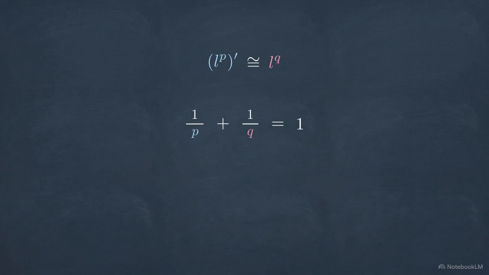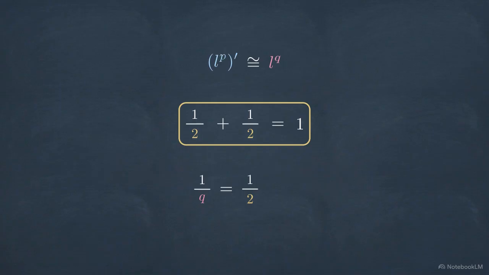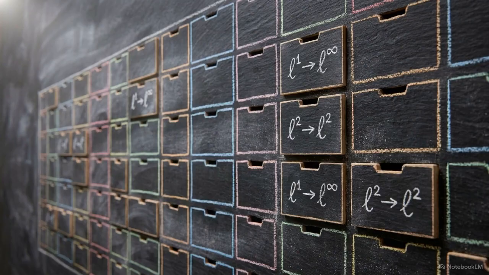Apply that rule to L2. If p is 2, we set up our equation: 1/2 plus 1 over q equals 1. Solving for q gives us exactly 2. This mathematical symmetry means L squared acts as its own dual space. By identifying the specific dual, we generate a mathematically rigorous library of tools uniquely calibrated to measure the sequences in the original space. This visual summary charts our progress.